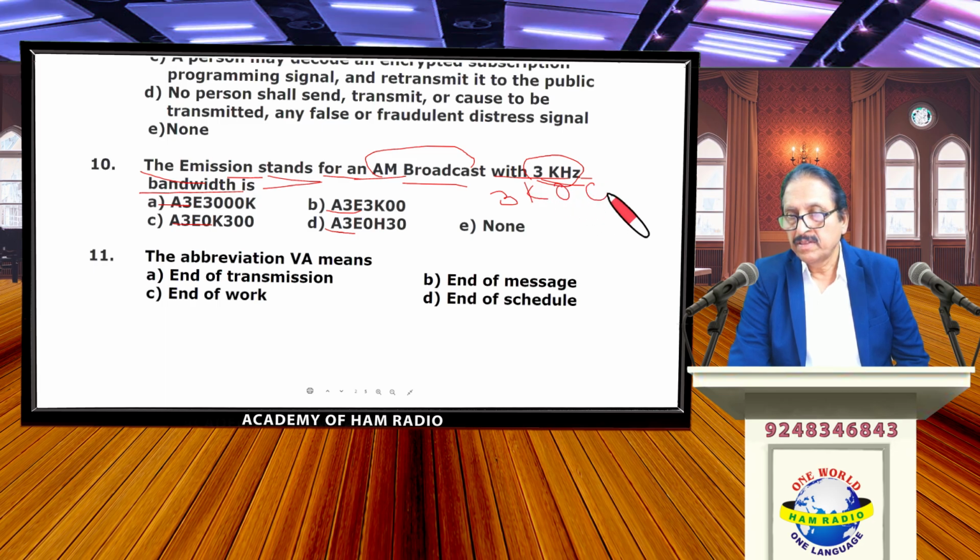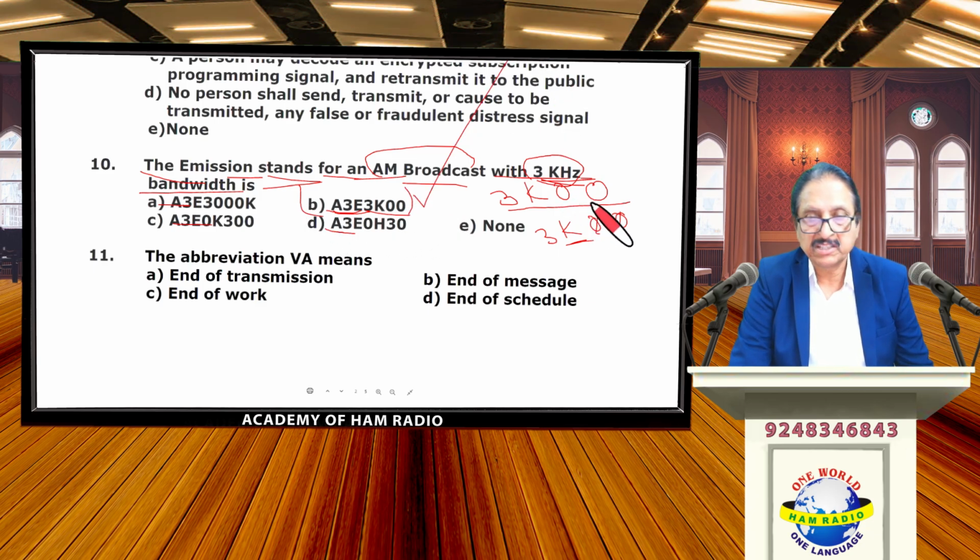3K00. These are all bandwidth proforma. 4 letters. You have to show it in 4 letters. So after K, these zeros won't carry any value. So it is automatically equal to 3K. So here in this case, A3E 3K00. Bravo is the right option.